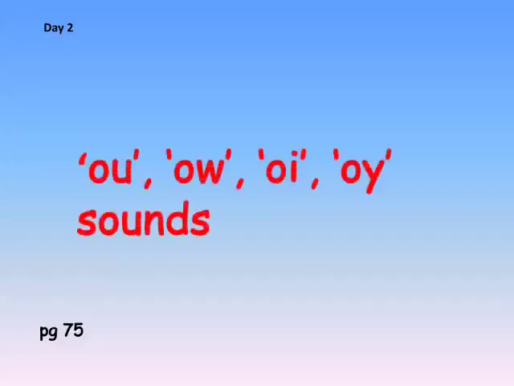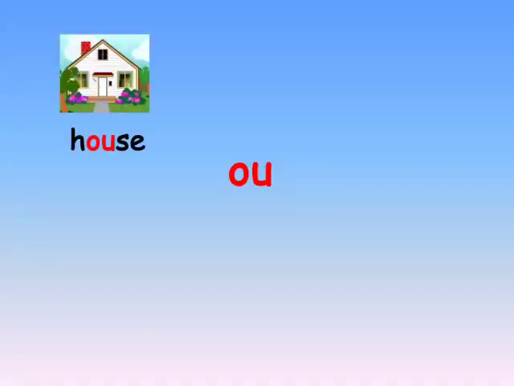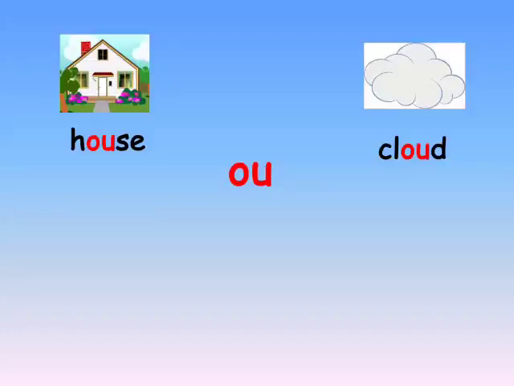Day 2. Today we are going to learn OU sound words, O W sound words, O I sound words, and O Y sound words. Now, what's this, children? O U words. All right, O U makes ow sound. Now, what's the name of this picture? House. Now, can you see OU? And what sound does it make? House. Cloud. Very good. Cloud.